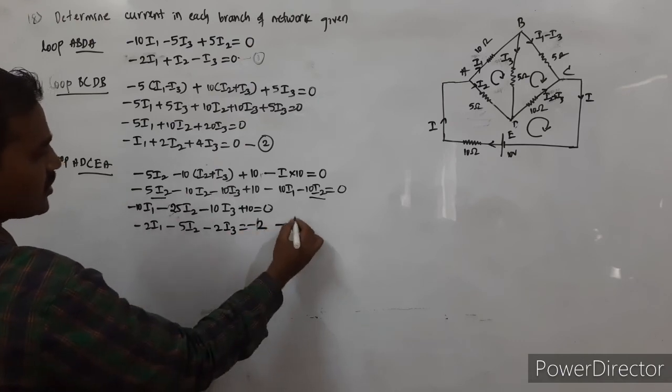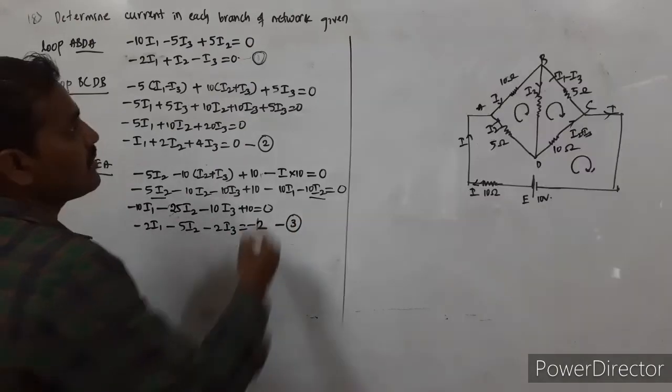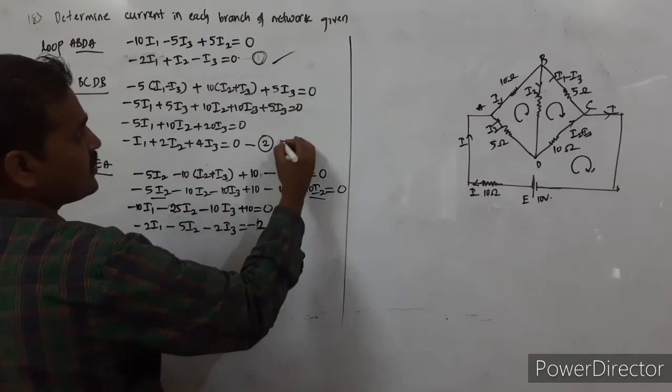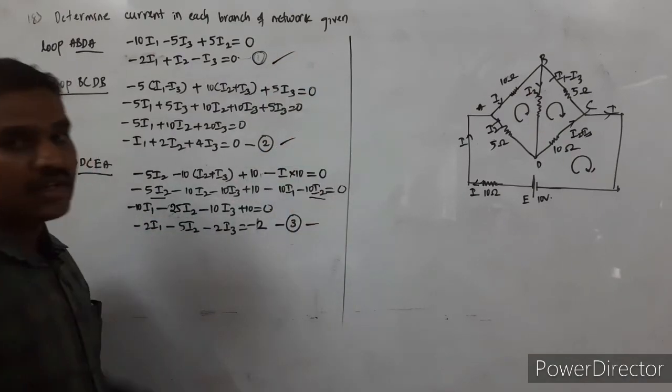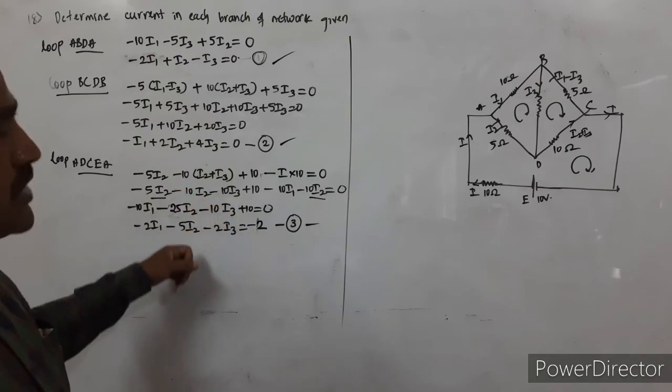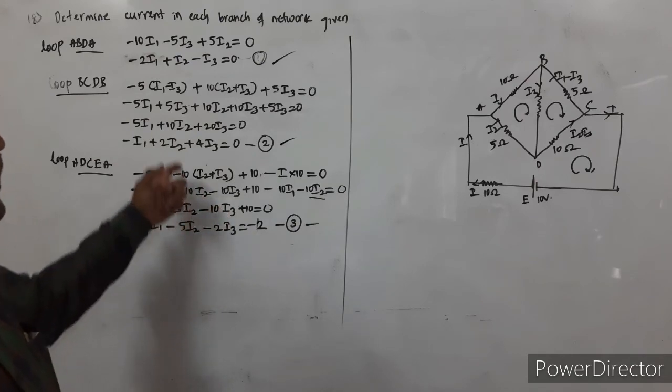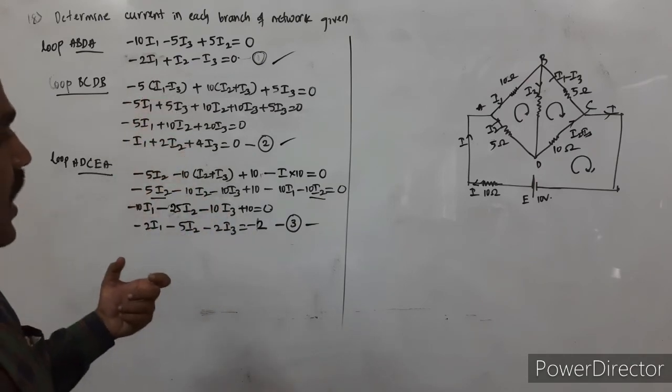Let this be equation number 3. And by solving these simultaneous equations 1, 2 and 3, either by the regular method or by using Cramer's rule, we can easily find the values of I1, I2, I3.